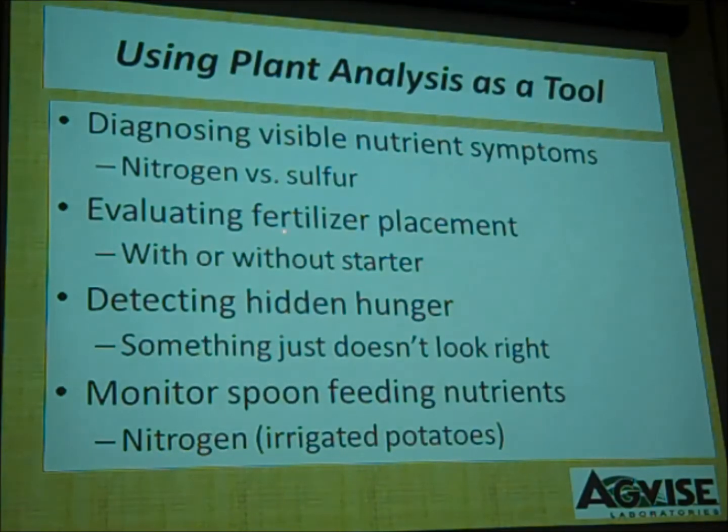We can use tissue analysis for looking at fertilizer placement. You can use it to figure out if the starter attachment was having some problems. It helps to figure those things out. And in things like irrigated potato production, tissue analysis is a common weekly event. But in that situation, you're controlling the water, so it's never a limiting factor. So those are places where tissue analysis is commonly used.